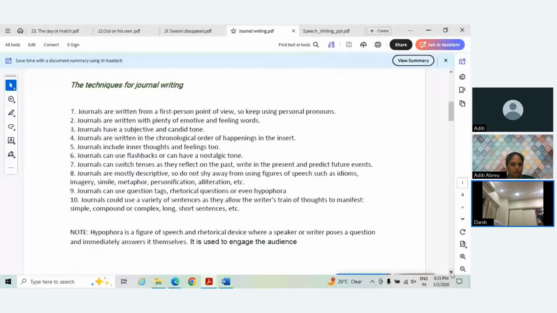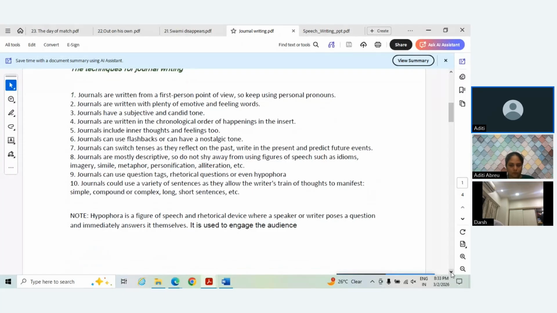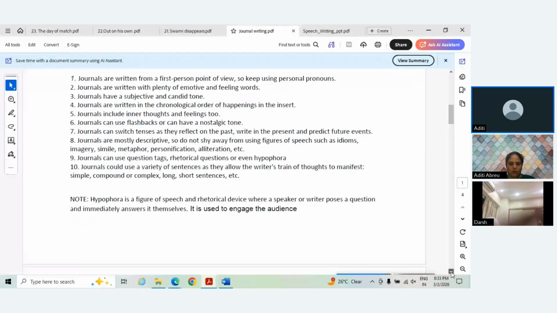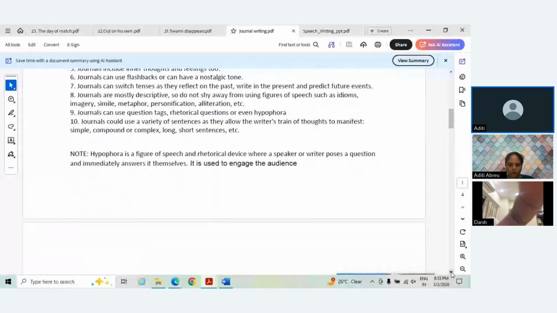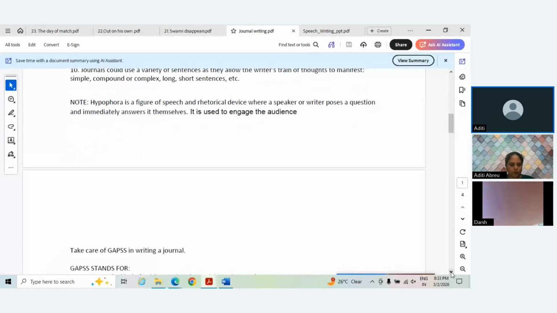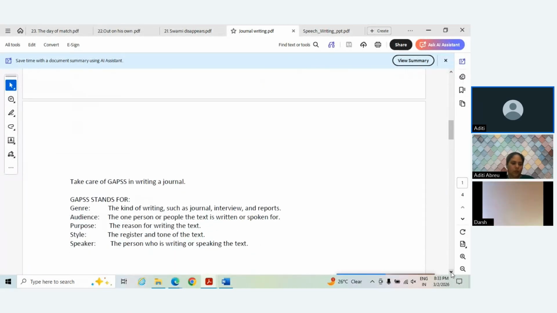So these are techniques. This I'll give you for writing in the next class. Let me just check what is the next part. If it is a sample, we'll do it in the next class. Now just one more thing you have to remember.